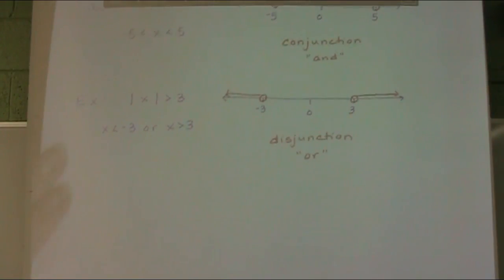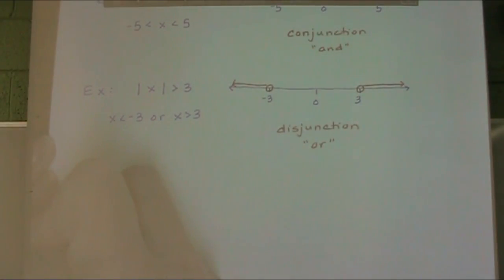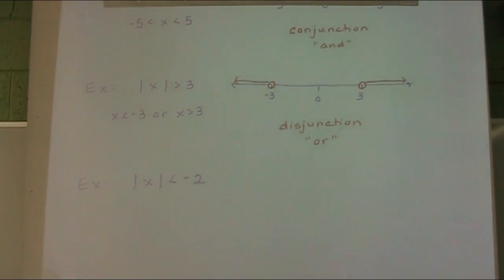So let me give you another example. How about this? We have the absolute value of x is less than -2. And let's just think about this for a minute. What would be the solution to this? Now, would any positive numbers work in here? Would any positive numbers work? No positive numbers work.